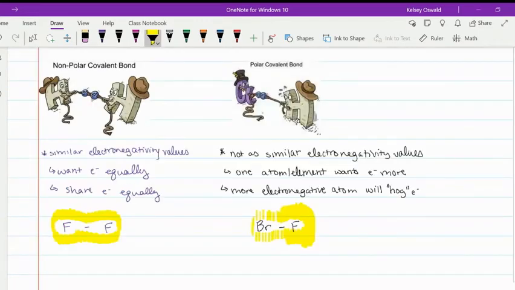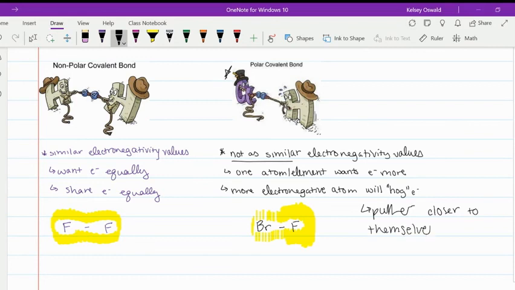So they're both formed between nonmetals, so we're still sharing those electrons. However, in our polar covalent bond, we do not have as similar electronegativity values. So that means one atom or one element wants that electron more. So if we look at chlorine here, he has a greater electronegativity, so he's going to pull those electrons closer to himself, and he's going to hog those. So they're not going to share equally. The more electronegative atoms are going to hog those electrons and pull them closer to themselves.